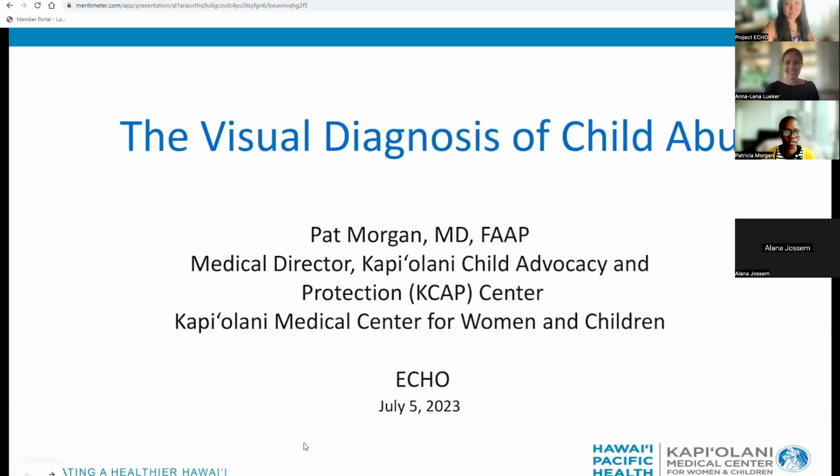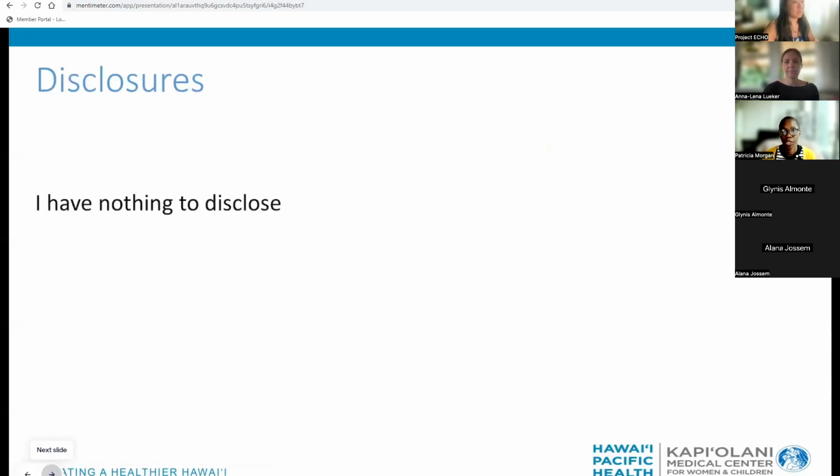All right, awesome. So as Dr. Luker mentioned, I will be going over the visual diagnosis of child abuse. And I will say first off that most of the cases will be related to physical abuse or, without giving too much information, mimics of abuse as well. As Summer mentioned, I have nothing to disclose.